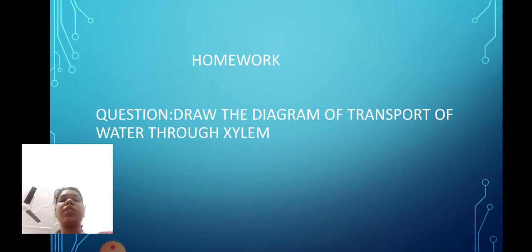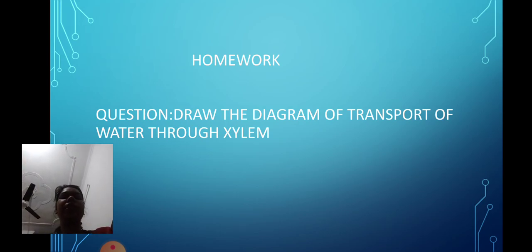Now, note down today's homework. You have to draw the diagram of transport of water through xylem. Okay, students? Done?